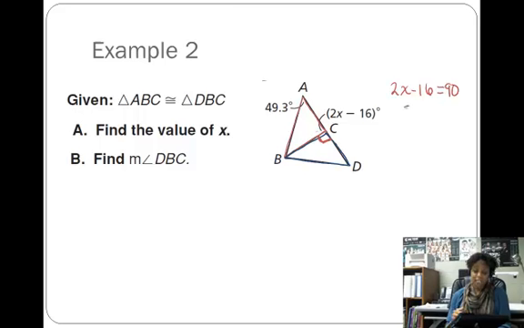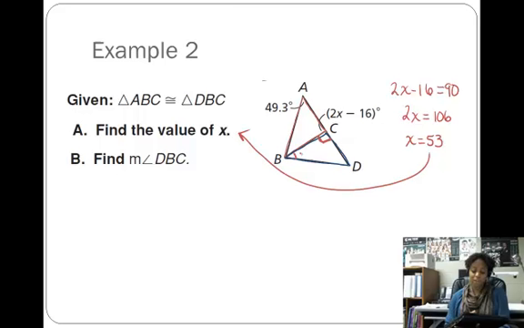So we would add 16 to both sides, and we get 2x equals 106, and divide both sides by 2, and the value of x is 53. Now it says find the measure of angle DBC. So DBC, that would be this angle right here. We've got to find the value of that.